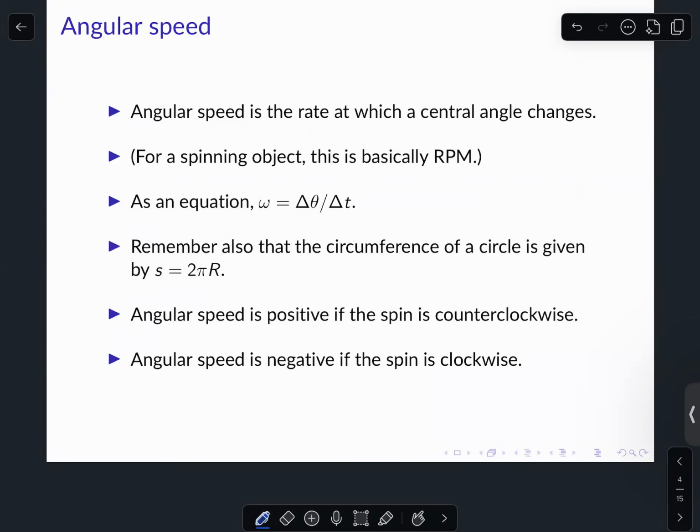Now here's angular speed, and actually I should be saying angular velocity. We're going to be talking about angular velocity in some of the homework problems, so let me describe that carefully later. Angular speed or angular velocity is the rate at which some angle changes. If I am spinning, it is the angle per second that I am turning at.